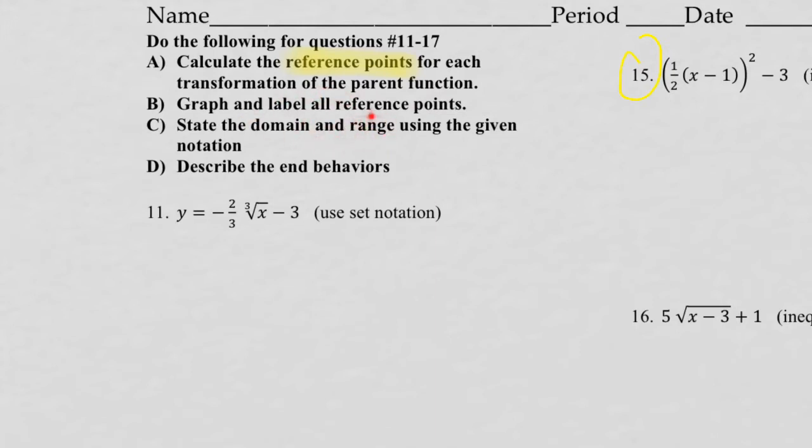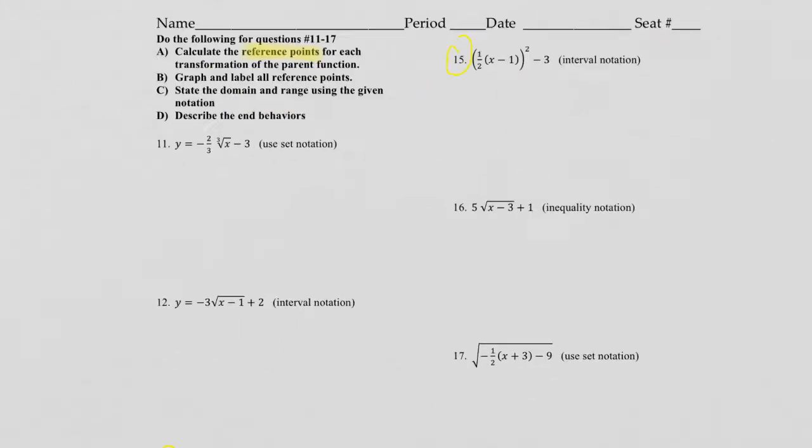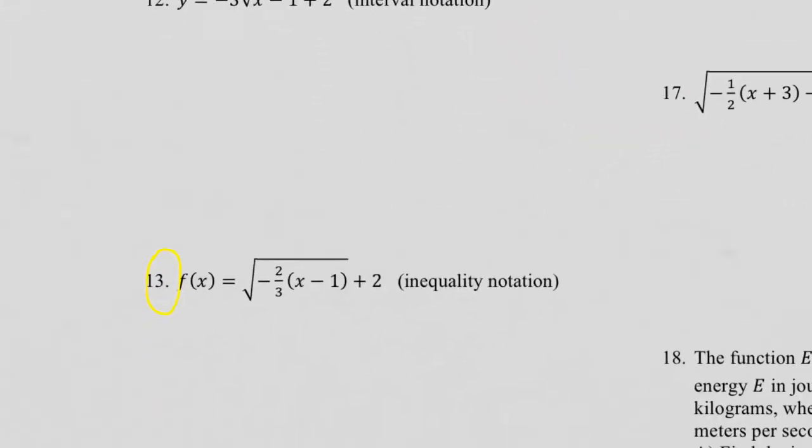For some of these, we're going to skip the range because we're going to get a shape that looks something like that, and we won't know exactly where the maximum or the minimum will be. And also describe the end behavior. Okay, so let's get started with number 13.